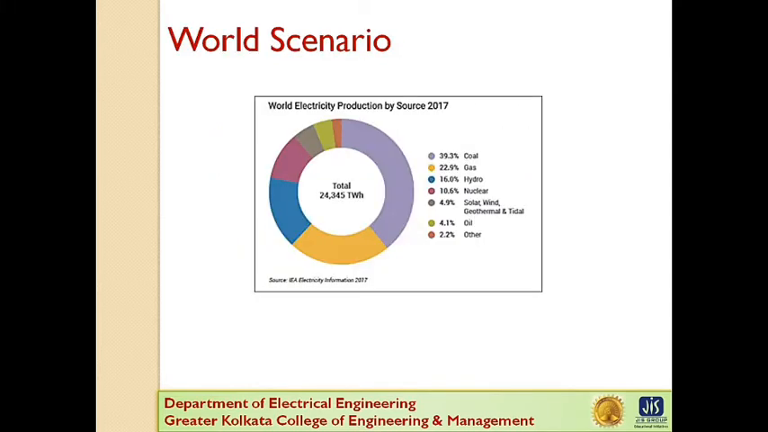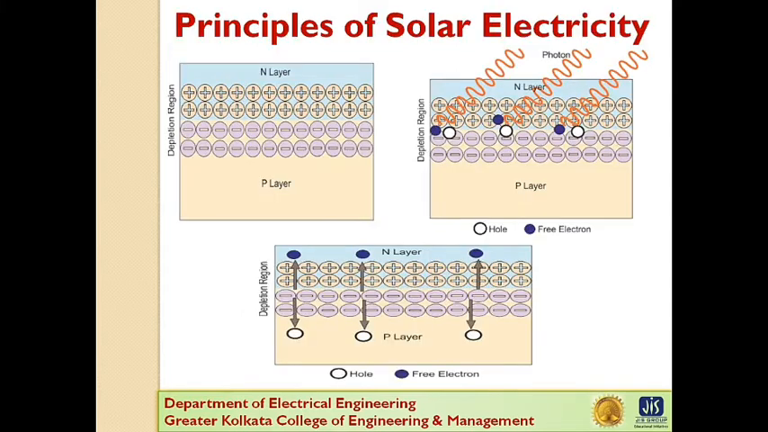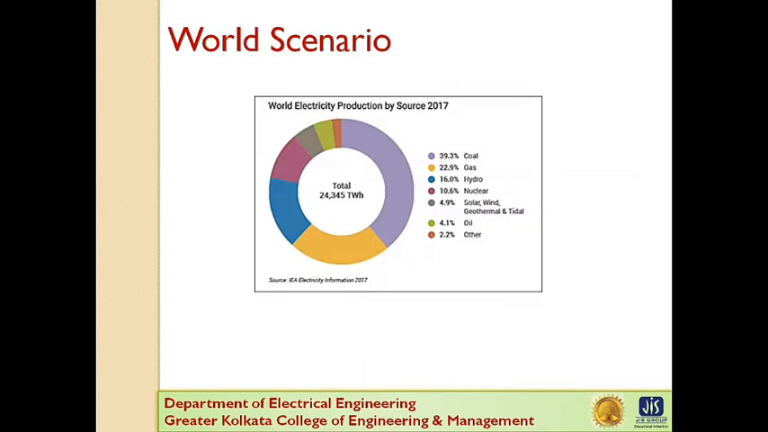Now, as per the source IEA Electricity Information 2017, 4.9% of electricity is generated from solar, wind, geothermal and tidal energy. In recent days it has increased to about 20%. 20% of the electricity is produced from solar, wind, geothermal and tidal energy, that means renewable energy sources.